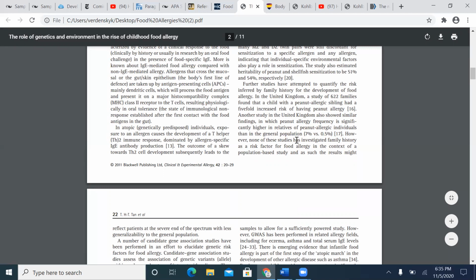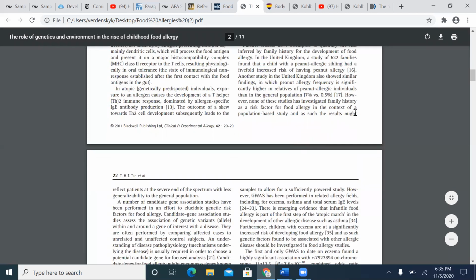However, none of these studies has investigated family history as a risk factor for food allergy in the context of a population-based study. And as such, the results might reflect patients at the severe end of the spectrum with less generalizability to the general population.